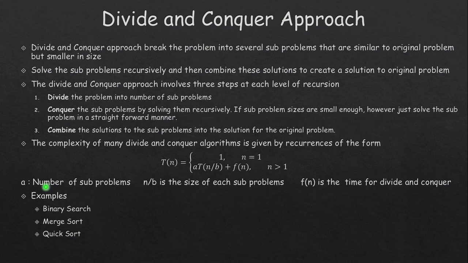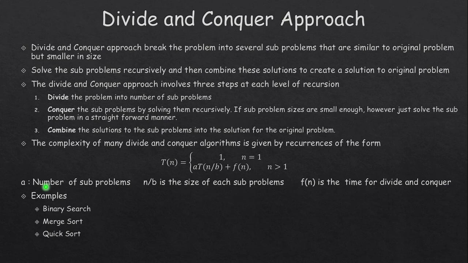So here we are reducing the size of the bigger problem, solving the sub-problems separately, and combining the solutions. The divide and conquer approach involves 3 steps at each level of recursion. First one is divide. Here we divide the problem into a number of sub-problems. Next is conquer. Conquer the sub-problems by solving them recursively. So the sub-problems will be solved recursively there.